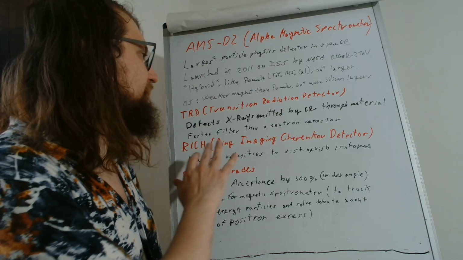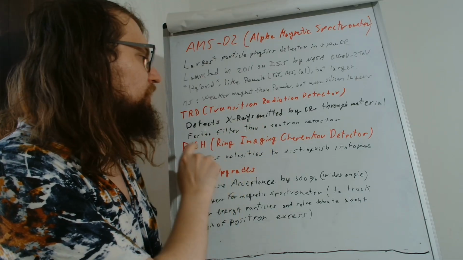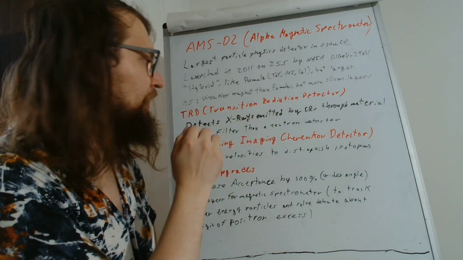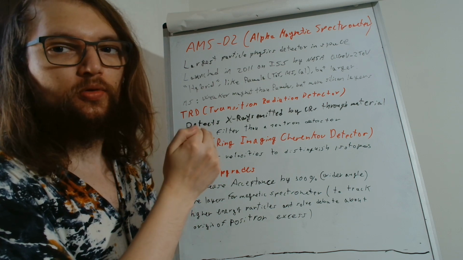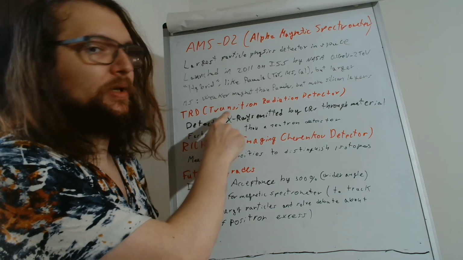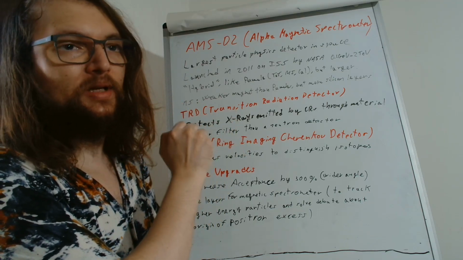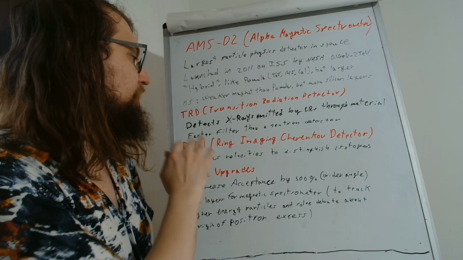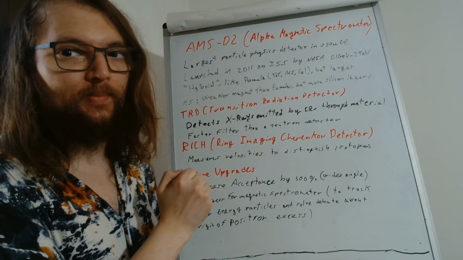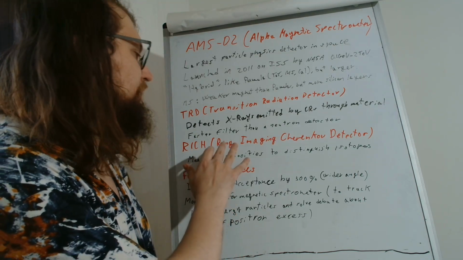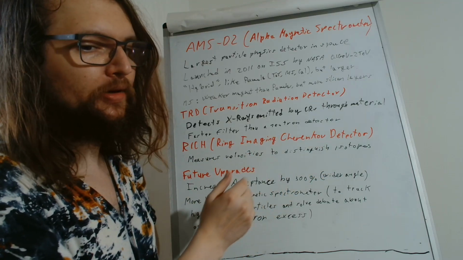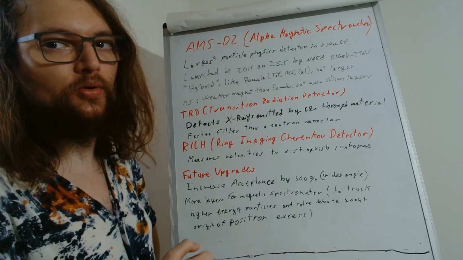At the top it has a TRD, a transition radiation detector, which detects X-rays emitted by cosmic rays passing through the material of the detector. So it can distinguish positrons from protons because positrons emit a lot of X-rays when passing through this material, while protons emit very little of them, and this is a much faster filter than the neutron detector which was on Pamela. At the bottom it has a ring imaging Cherenkov detector which measures velocities to distinguish isotopes and also works as a further filter for protons.